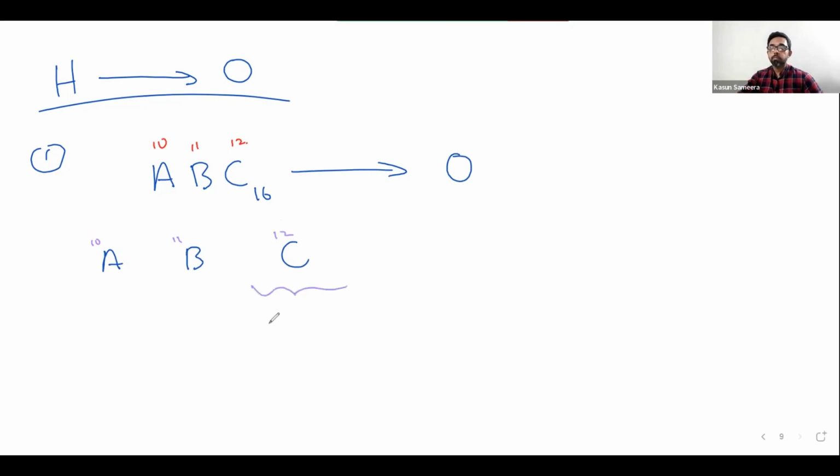12 means 8 plus 4: 1 1 0 0. 11 again 8 plus 2 plus 1: 1 0 1 1. 10 is made of 8 and 2: 1 0 1 0. Got it? This is the binary number, base 2.